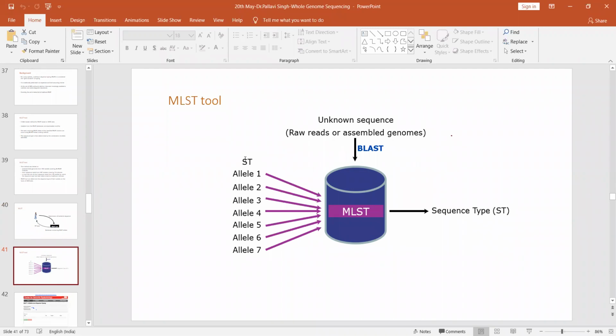So what I have shown here is the MLST tool. I am feeding my unknown sequence, which could be either a raw read or an assembled genome, into the MLST tool, and based on BLAST, it will compare with the alleles. You need to remember that a complete organism database is not there. Here in MLST, we have the database of the alleles. So my unknown sequence will be compared against these alleles, and based on the best matching alleles, I will get the sequence type.